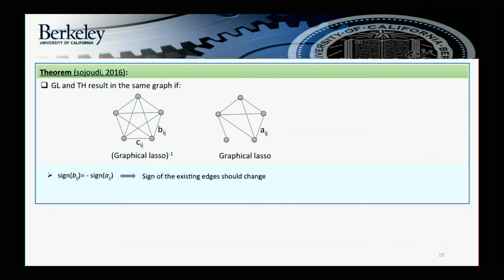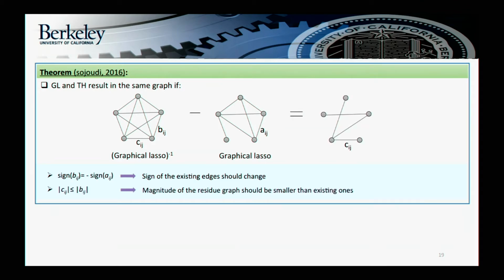The first condition says that if you map the inverse of the solution of graphical lasso to a weighted graph, and you also map the solution of graphical lasso to another weighted graph, then if you look at the edges that are common between these two, the weights of the edges should have opposite signs. That means that, for example, in this scenario, if Bij is positive, Aij should be negative, and vice versa.